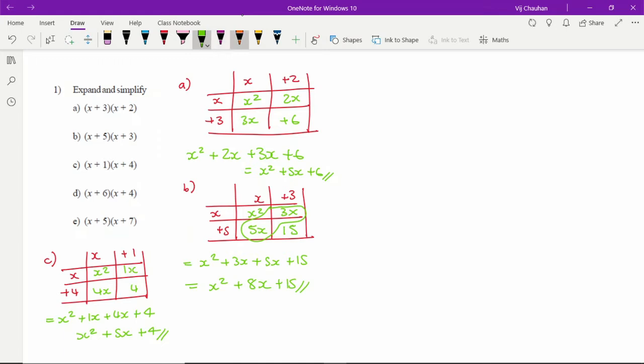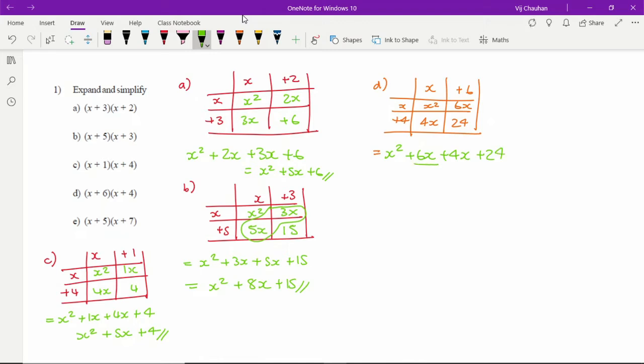For D, again setting up my box, I've got x plus 6 and x plus 4, so I've got x squared, 6x, 4x and 24, giving me x squared plus 6x plus 4x plus 24.